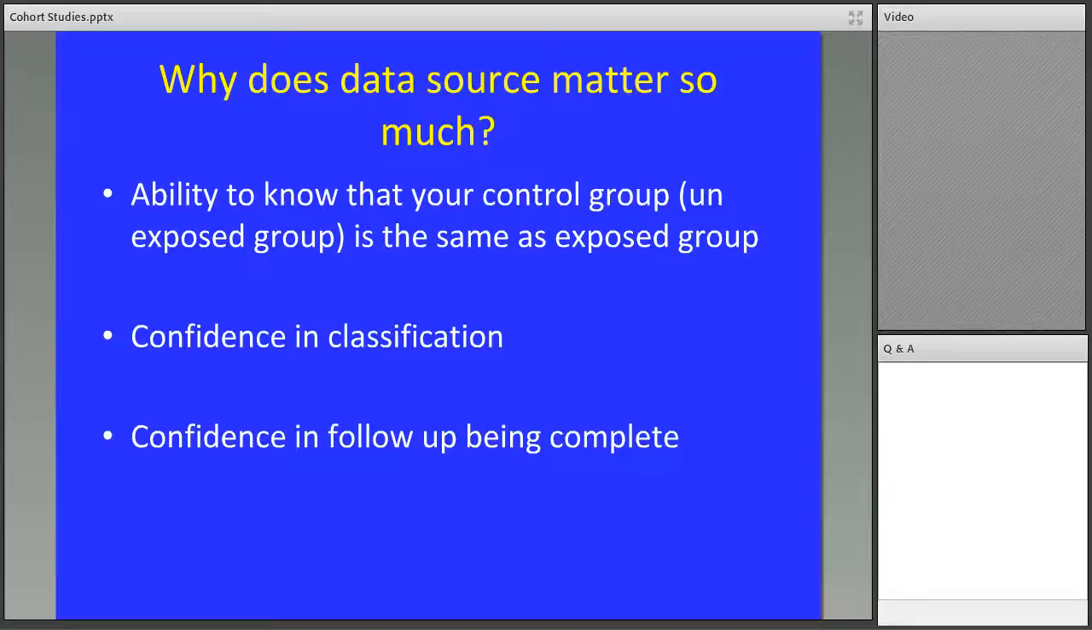The ability to know that your control group, your unexposed group, is the same as the exposed group. You need to have your confidence in your classification and confidence in follow-up being complete. Those 3 items are the things that make or break a cohort study. So that's why understanding your data source well really matters.